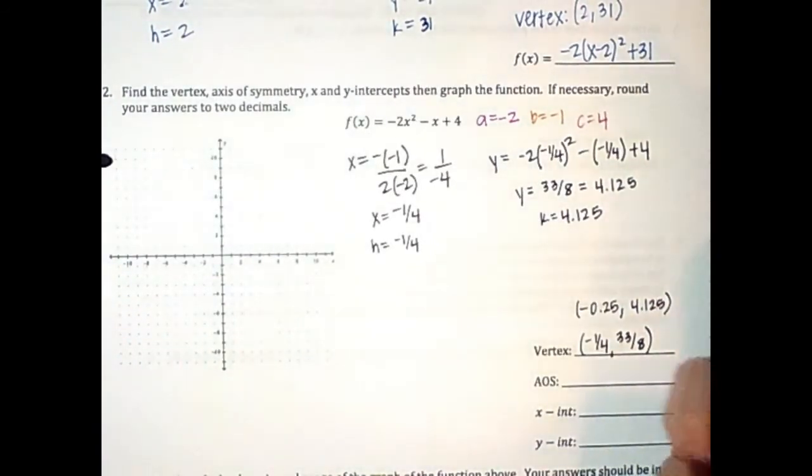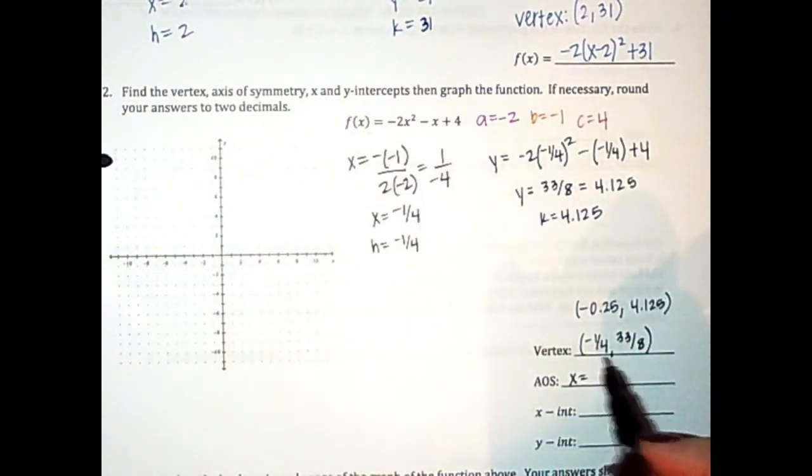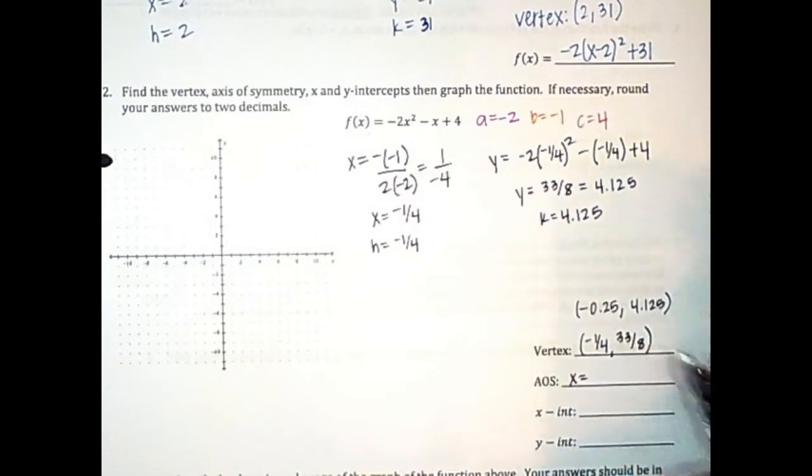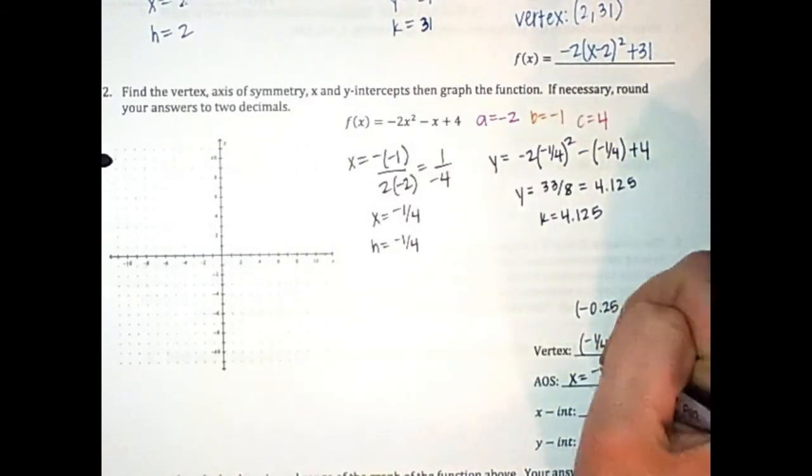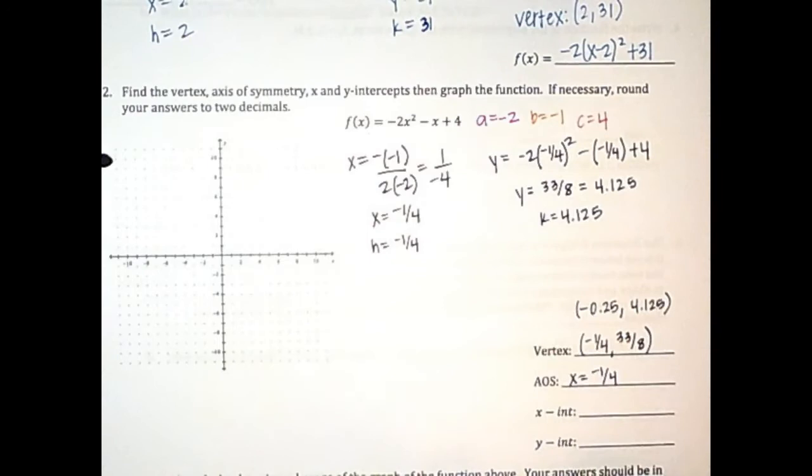Now, my axis of symmetry. My axis of symmetry, remember, is my x value of my vertex. So my x value of my vertex is -1/4, so my axis of symmetry is x is equal to -1/4.